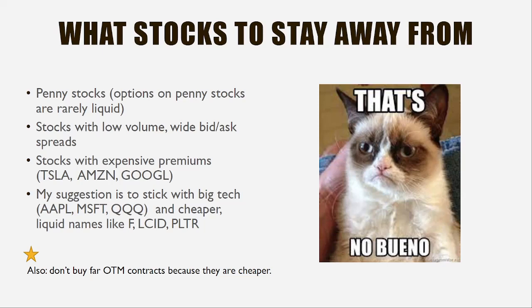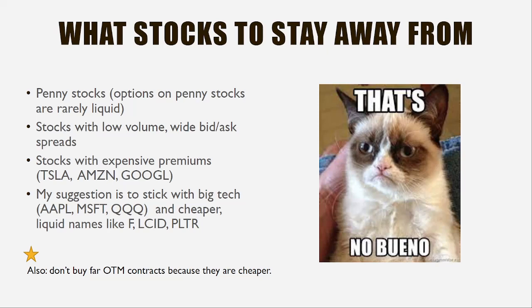Stocks with expensive premiums: Tesla, Amazon, Google. These contracts usually range from over $500 to $2,000, and at this stage, we can't afford that. If we lose, we're going to lose big, and we can't afford that. So my suggestion is to stick with big tech. If you have like a $2,000 account, trade Apple, Microsoft, QQQ.